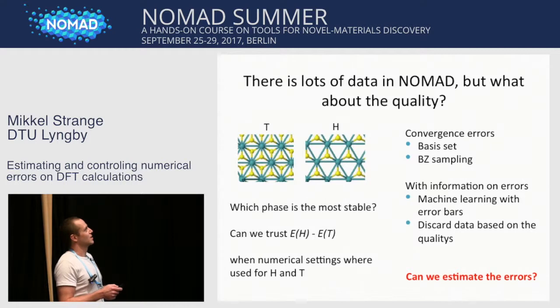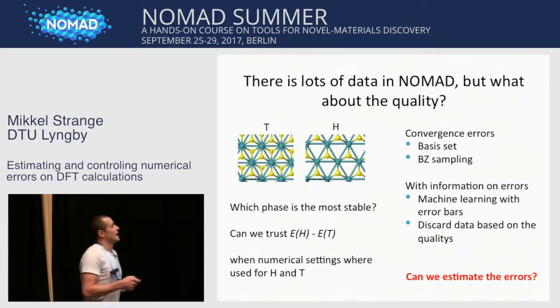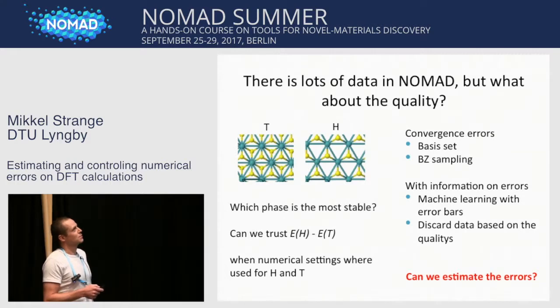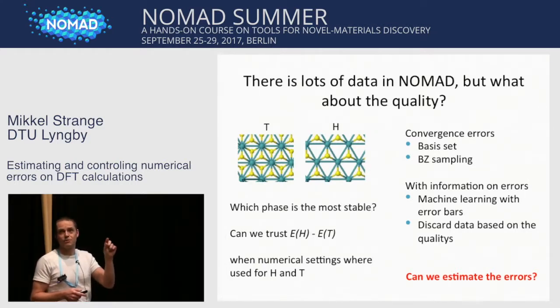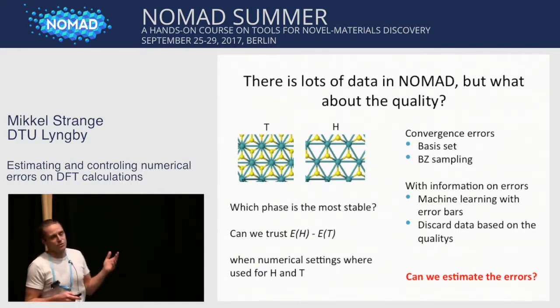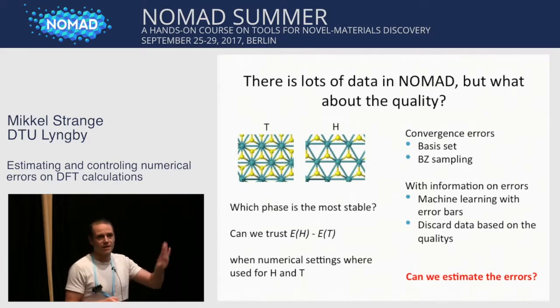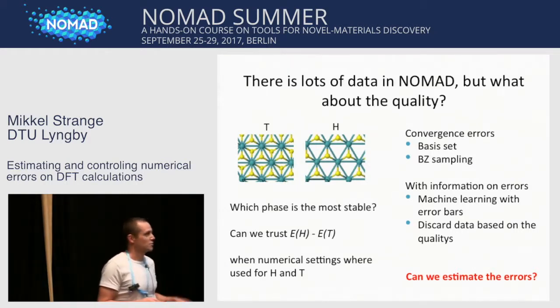Of course, numerical settings are many things in codes, but we'll just focus on basis set and k-point sampling in this talk. And if we have some information on these errors, we could feed them into everything you do on top, like machine learning, where you can include that you have some uncertainty in your data that you try to fit. Or you can simply say, okay, I'm only interested in data with a certain quality, so you can discard everything that is not converged within 25 millielectron volts, or whatever you like.